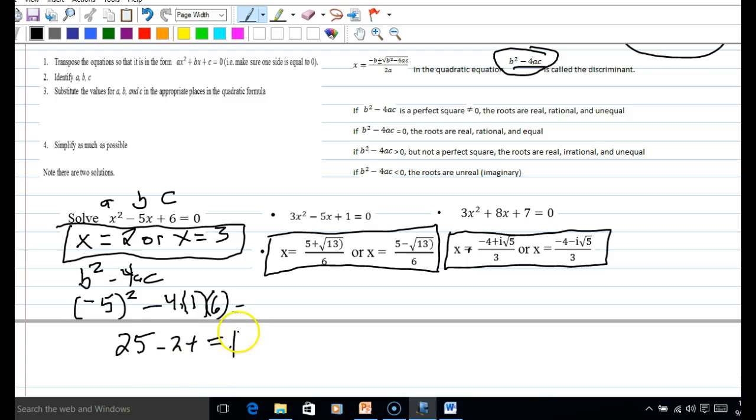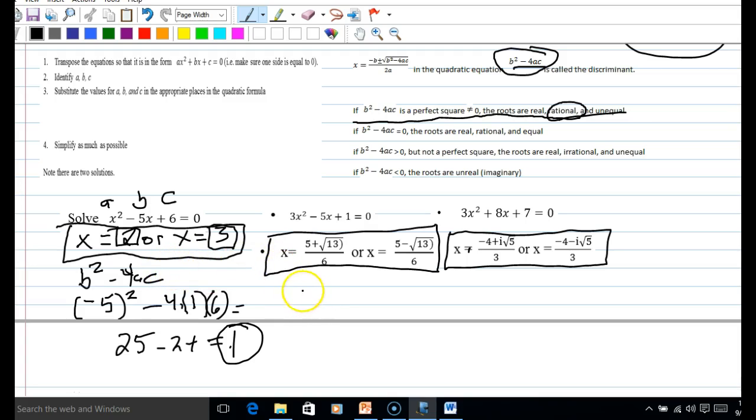So look at your discriminant here. 1 is a perfect square because the square root of 1 is 1, but it's not equal to 0. So the first condition here is met. b squared minus 4ac is a perfect square, and it's not equal to 0. So that tells you that the roots will be rational and unequal. They are rational. 2 is a rational number. 3 is a rational number. Remember, a rational number is any number that can be expressed as a quotient of two integers. And 2 can be expressed as a quotient of two integers, 2 over 1, 4 over 2, etc.